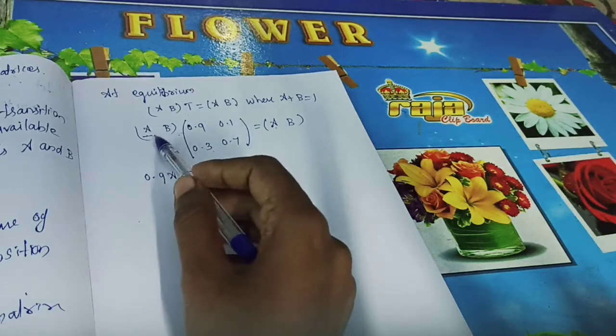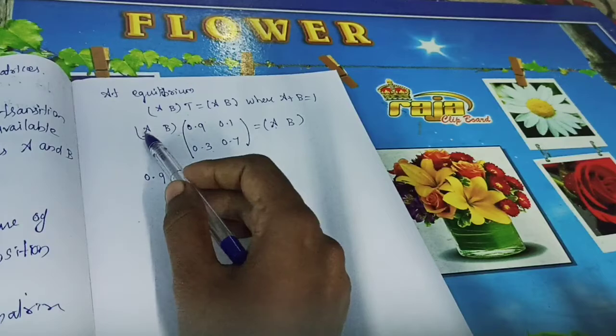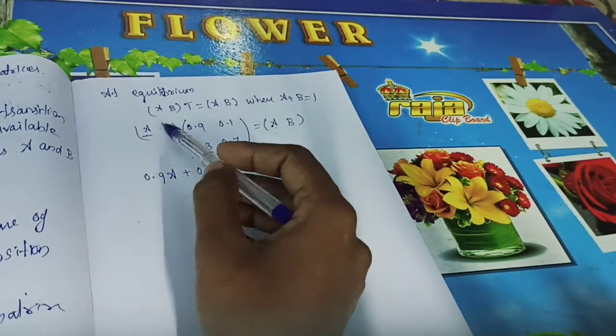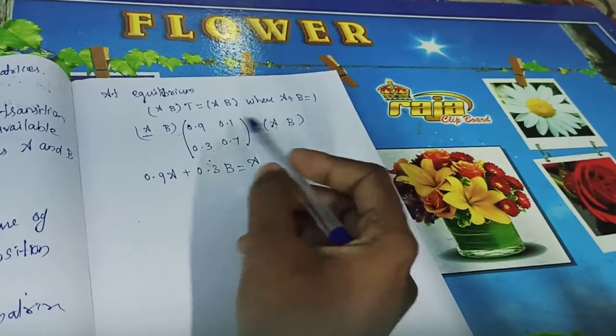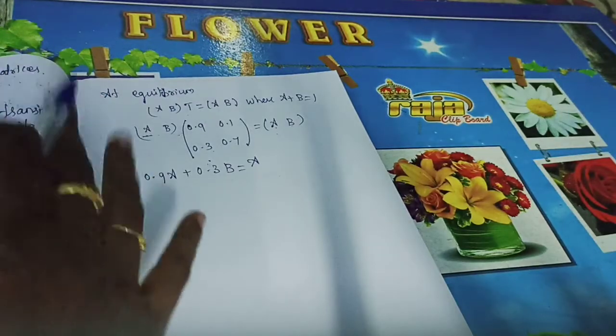What happened? You will do the row-column method, is it right? So this one and this one is equal to A. Next one, if you are doing, what will you do? This with this one, that is equal to B. So another equation you will get. Any one, if you do, that's enough.